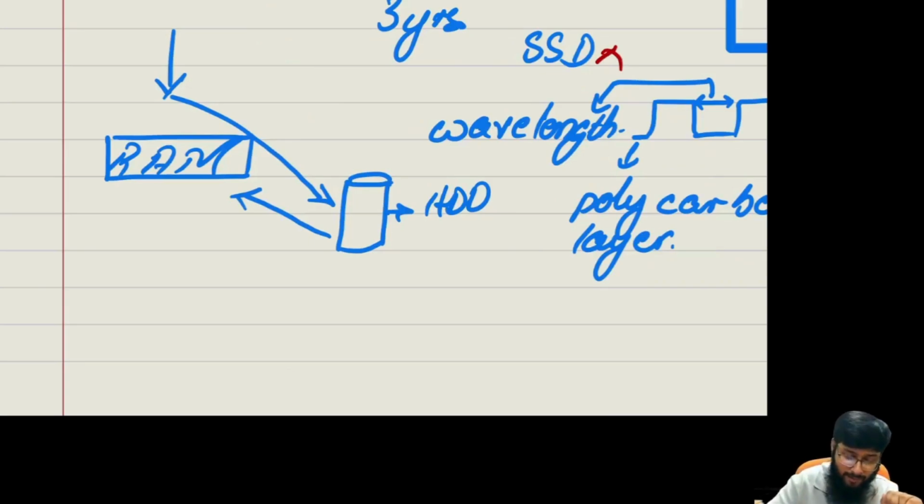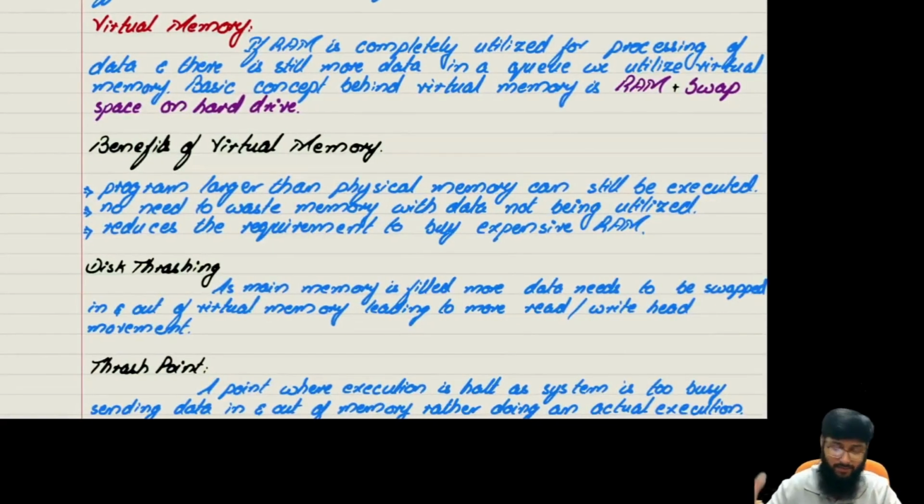So there are a few benefits of virtual memory as well. First of all, we can have a look at what is mentioned over here. It says if RAM is completely utilized for processing of the data and there is still more data in a queue, we utilize virtual memory, as we just discussed. The basic concept behind virtual memory is RAM plus swapping space on the hard disk drive. That means you place your data on the hard disk drive, and once the RAM is free, the data is going to come to the RAM.